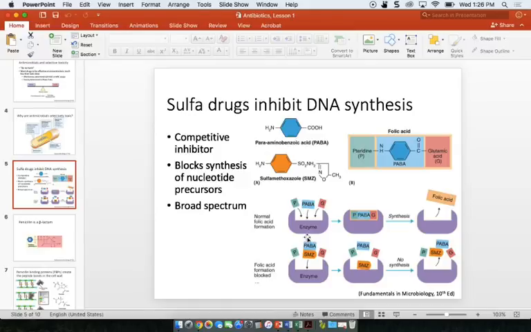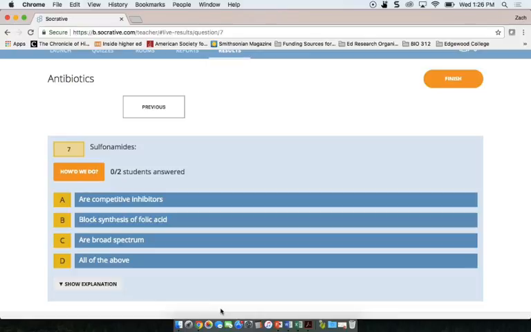Okay. So to go back to that question real quick, it's broad spectrum, blocks synthesis of folic acid, and it's a competitive inhibitor. So for this one, it would be all of the above. Okay, that's the last of what I wanted to make sure we covered with the antibiotics. At this point, we should have touched on every single one on that list in some way, shape, or form, either in a question on Socrative or in a follow-up question. So I want to stop real quick and see if folks have any other questions or concerns.